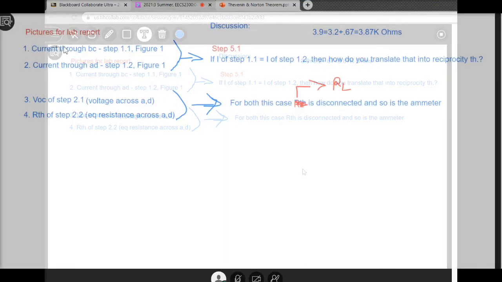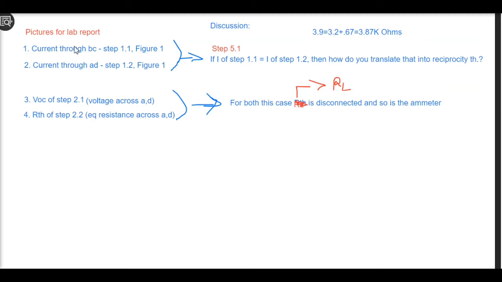So everyone, I have summarized the pictures you need to have in your discussion sections. There are going to be a total of 4 pictures. The first is the current through BC in step 1.1, figure 1. The second is the current through AD, and by AD I mean going from node A to node D. That would be in step 1.2, figure 1.